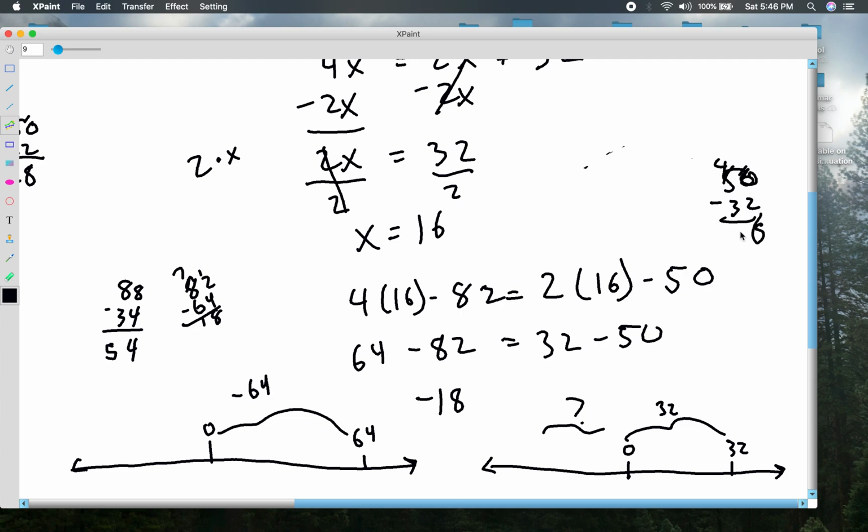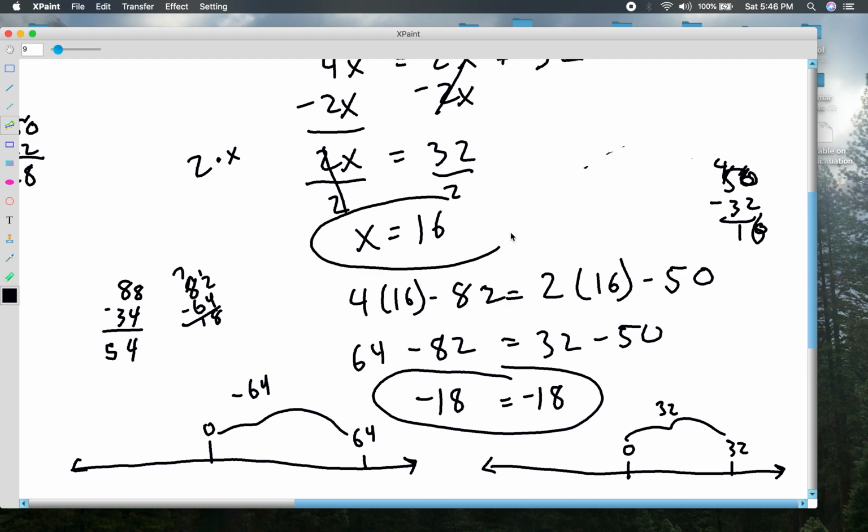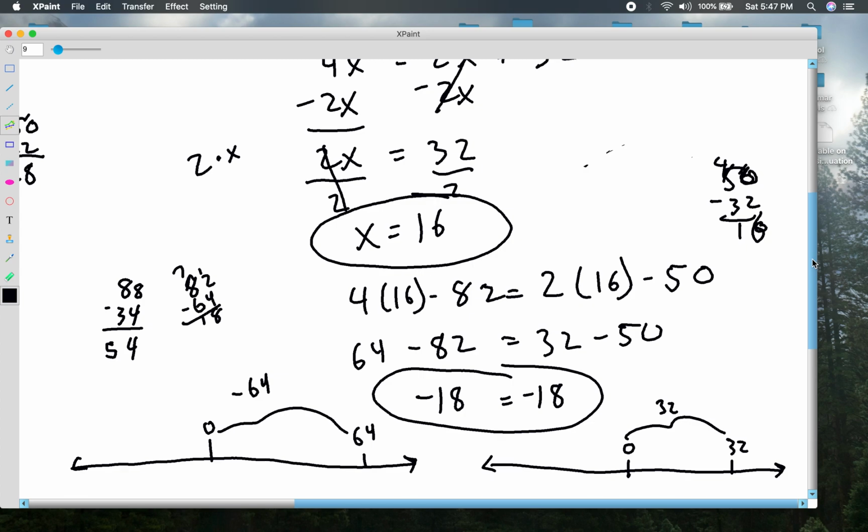2 minus 2 is 8, 4 minus 3 is 1. Lo and behold, 32 minus 50 is in fact negative 18. Okay. There we have it. So we know that if negative 18 equals negative 18, then x as 16 is the correct answer.